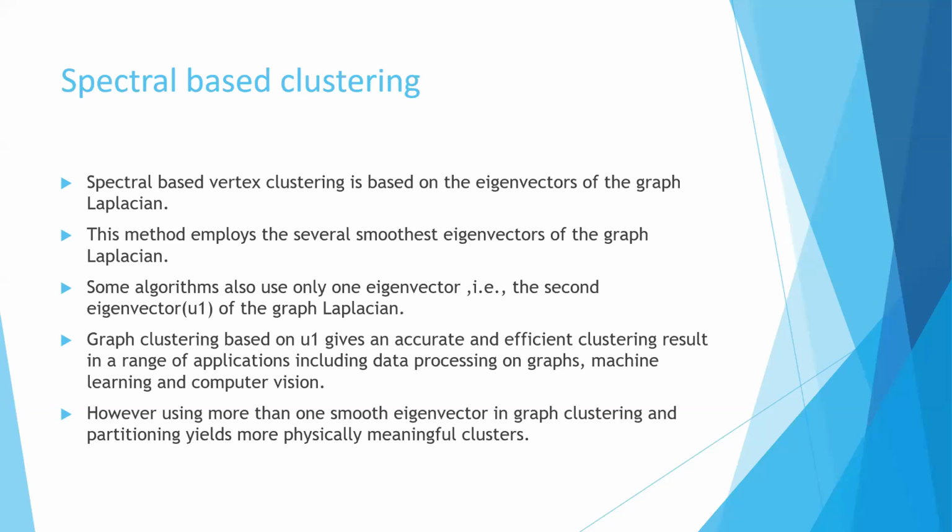Graph clustering based on this Fiedler vector will give accurate and efficient clustering results in a range of applications, including data processing on graphs, machine learning, and computer vision. However, we can also use more than one smooth eigenvector in the clustering method, and the partitioning will also give more physically meaningful clusters.